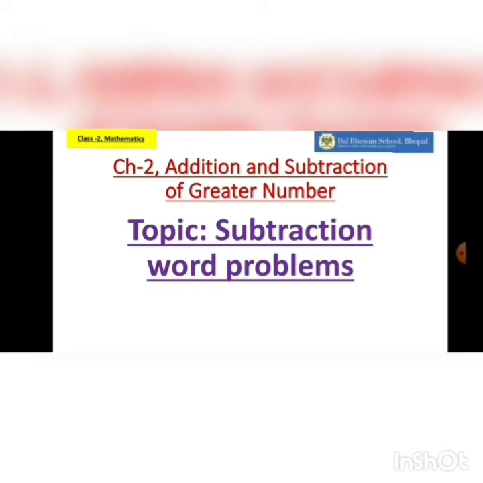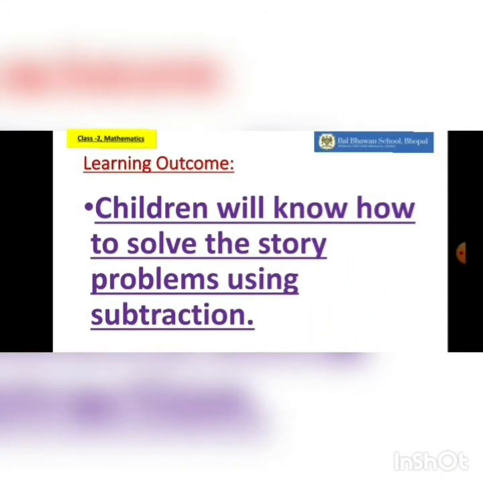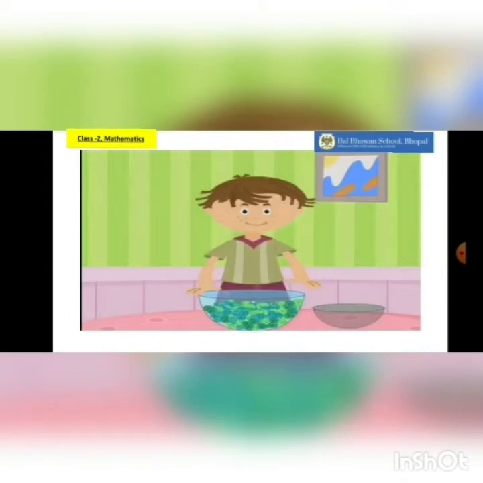Okay, so the chapter is chapter number 2, addition and subtraction of greater numbers. Now the learning outcome is that you will learn how to solve story problems using subtraction. Alright, there is a picture, a boy with a lot of marbles in a bowl. Let's find out what happens.